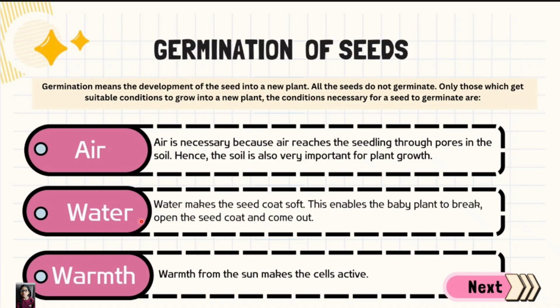Water. Water makes the seed coat soft. It enables the baby plant to break open the seed coat and come out. Warmth. The warmth of the sun makes the cell active.